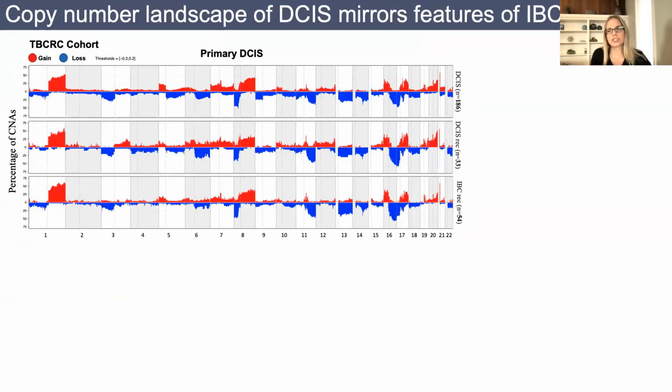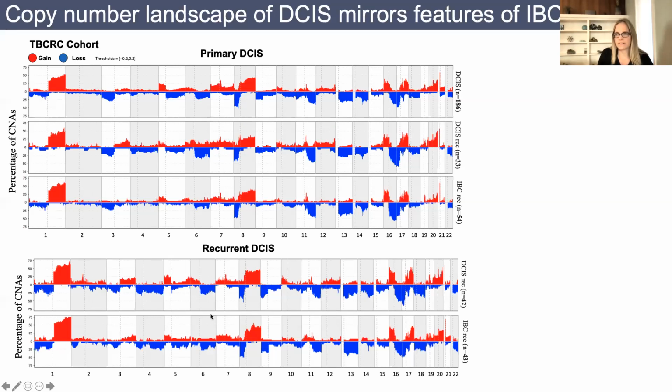And one of the first questions we had with this cohort was, how does the copy number landscape of DCIS reflect that which has been described in invasive breast cancer? And so you can see here the prevalence of copy number alterations with amplifications in red and losses in blue. This is for the primary DCIS cohort. And by and large, we recapitulate many of the known features of invasive breast cancer: 1q amplification. We have alterations on chromosome 8q, as well as 17 and 20. And if we look at the landscape of those tumors that go on to become recurrent, we see that by and large, they're fairly similar.